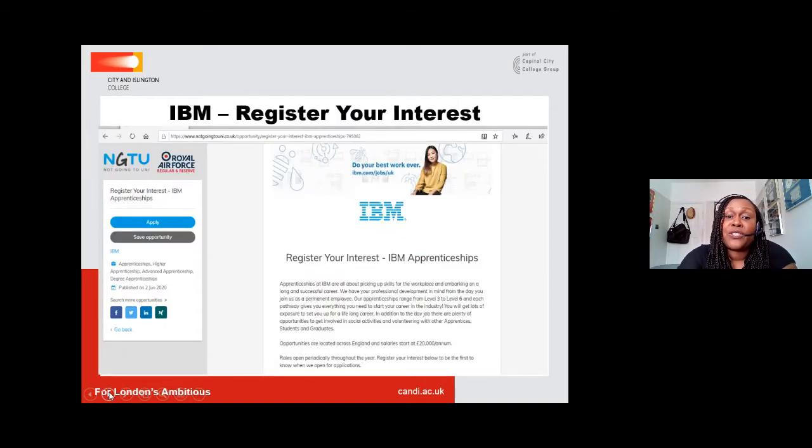Okay, so I thought I'd give you some screenshots here just to give you some ideas as to what sorts of apprenticeships are out there. So obviously you're in year 13 and there's a lot to think about as well as your A levels and getting back on track. And obviously you've got UCAS to think about as well.